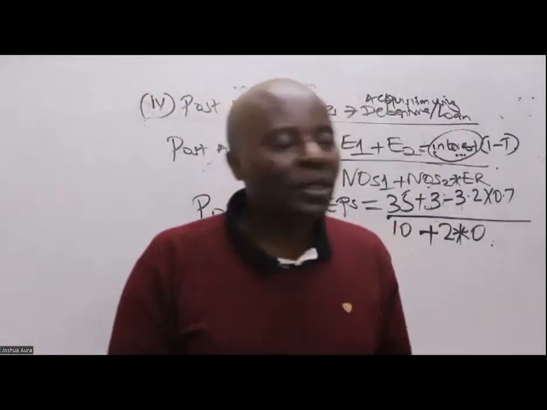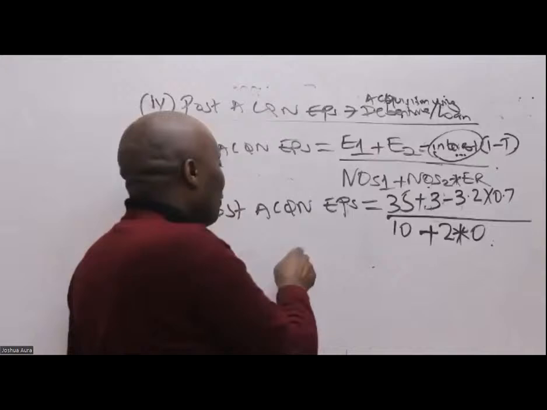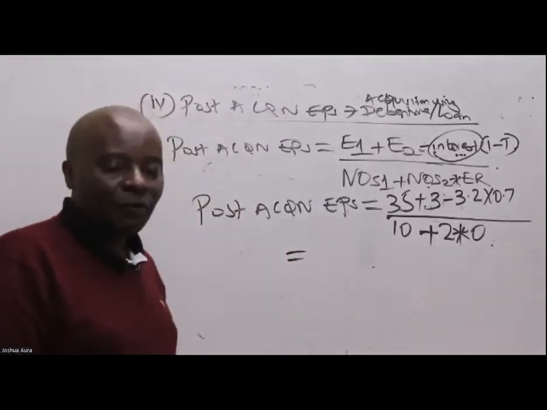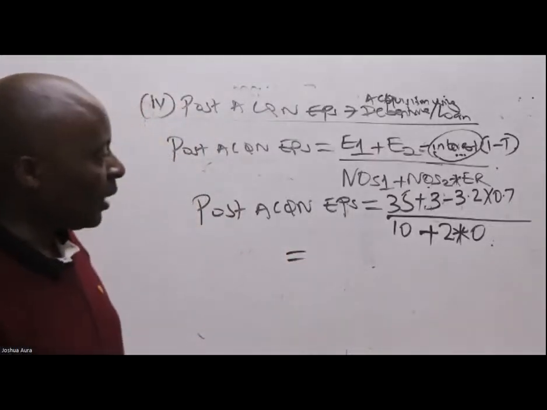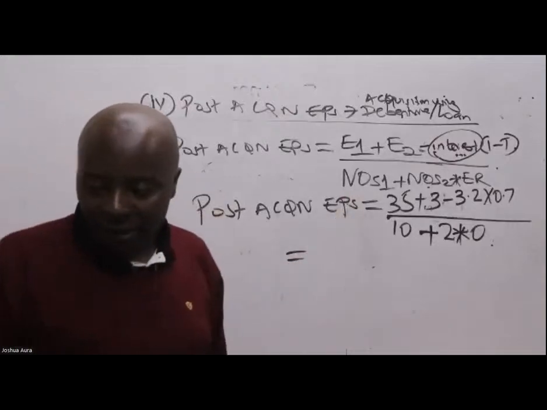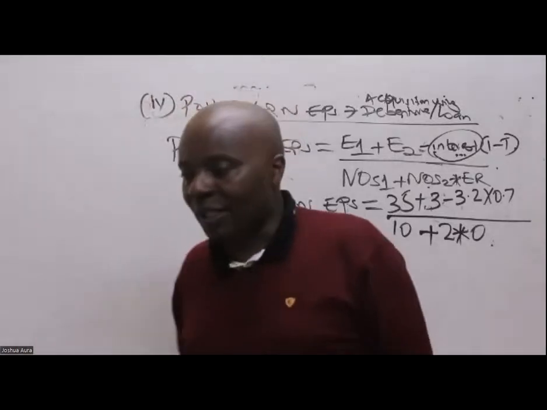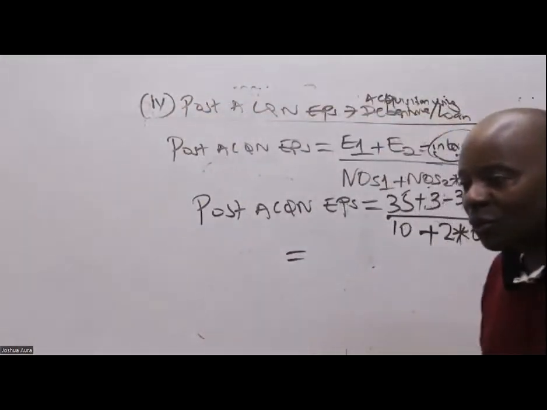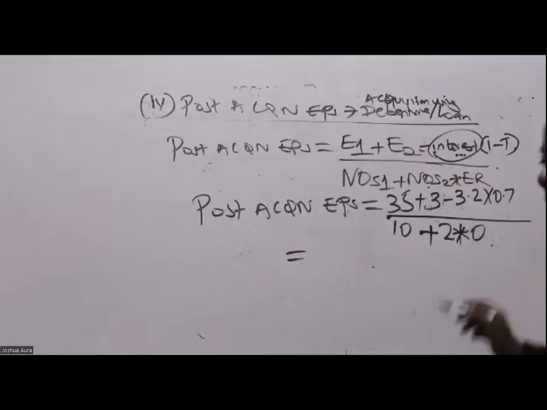Could you kindly give me the value of the numerator? 35 plus 3 minus 3.2 times 0.7. Please give me the value here. So according to Silas, it is 35.